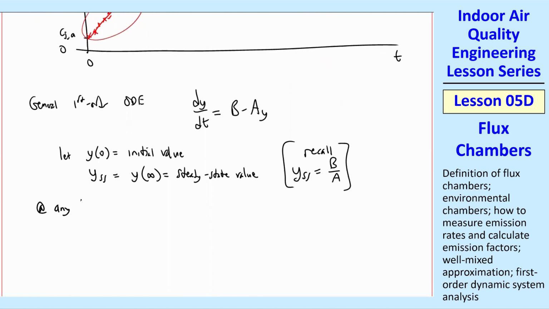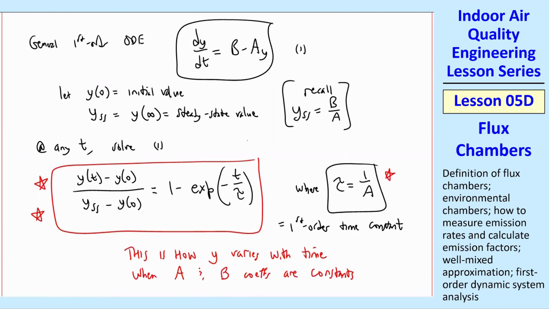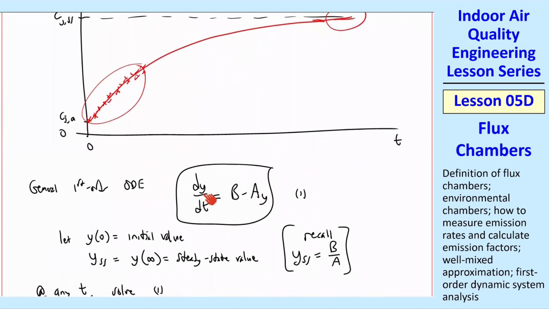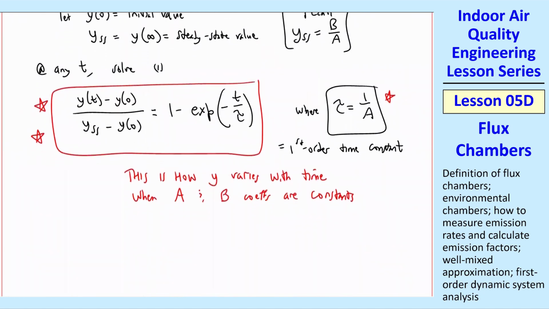So at any time t, we can solve this equation. I'll call that equation 1; solve 1 at any time, not just steady state. You will get this equation that I have starred here, which is the solution at any time. So y varies with time according to this exponential equation, where tau is the first order time constant, which is just 1 over a. So this all is related to this equation. And again, we're talking about letting y be our mass concentration, and we had expressions above for b and a. So you can do this in general. So that's how we're going to use this.